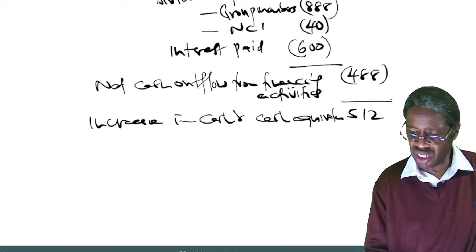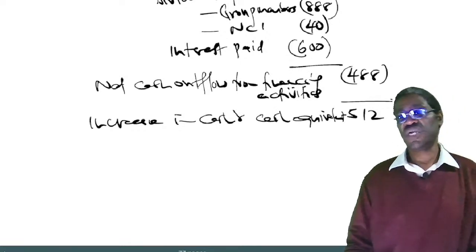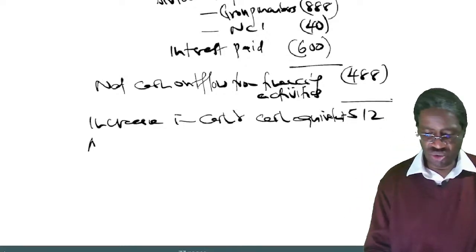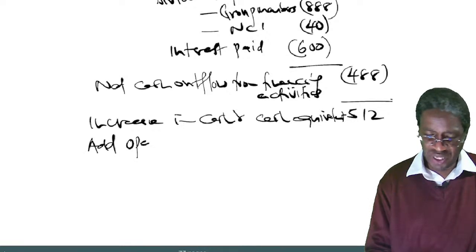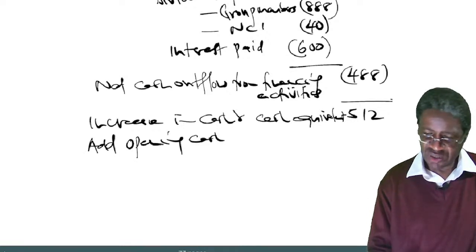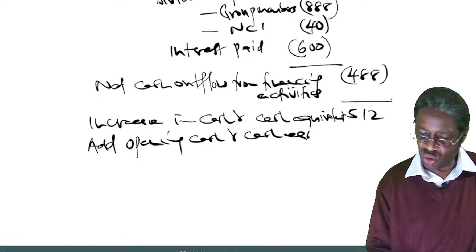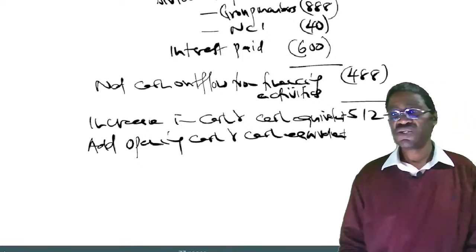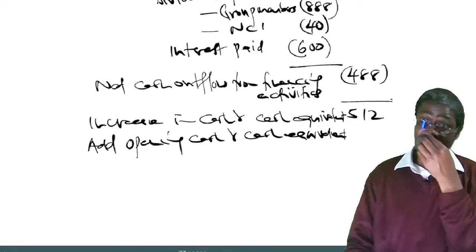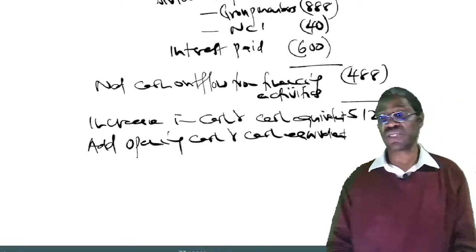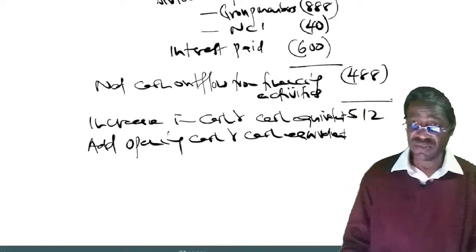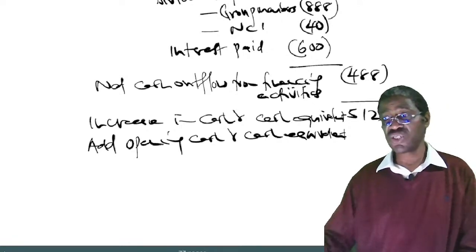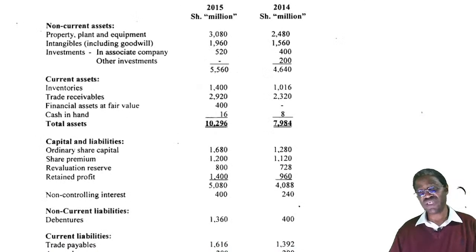I call it increase in cash and cash equivalent. Then I told you, you add your opening cash and cash equivalent. So let's go to the balance sheet last year and pick whatever closing cash and cash equivalent was there. How much was the closing cash and cash equivalent last year?